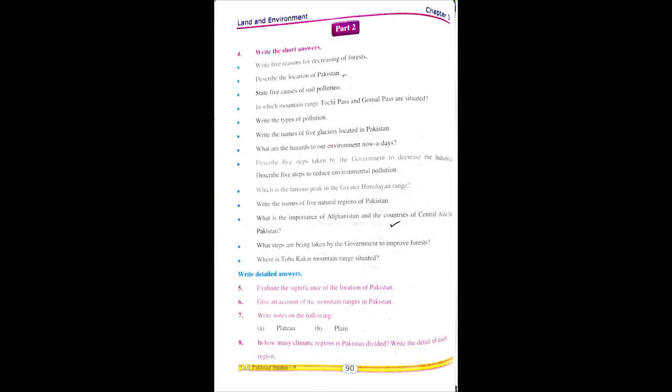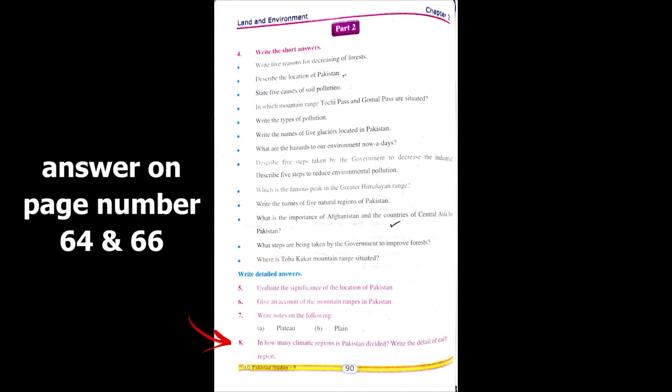After watching this video, you can answer long question number 4. In how many climatic regions is Pakistan divided? Write the details of each region, and you can find the answer on page number 64 and page number 66, because there is a map on page number 65 of your book.